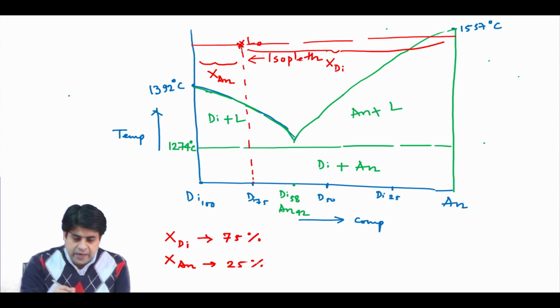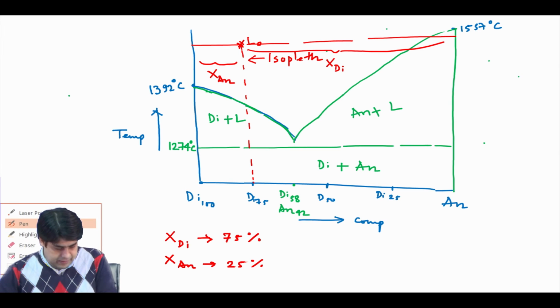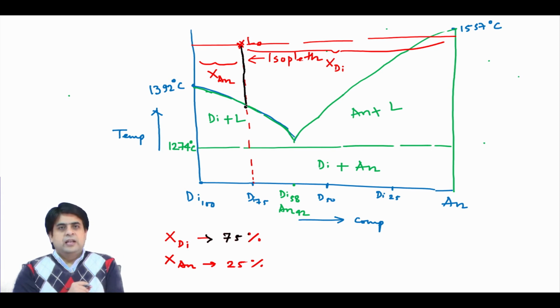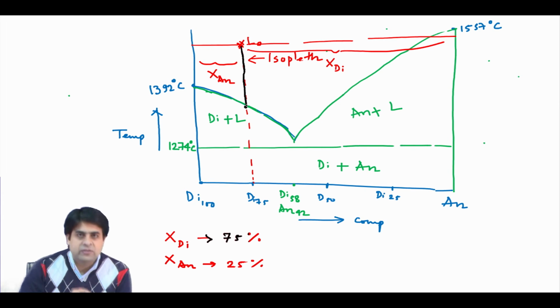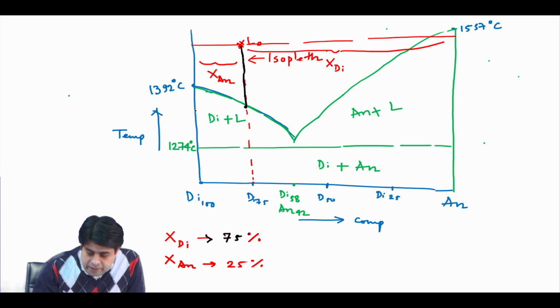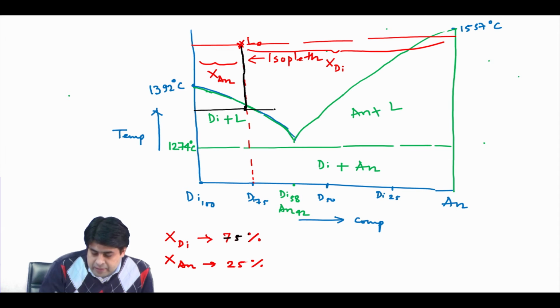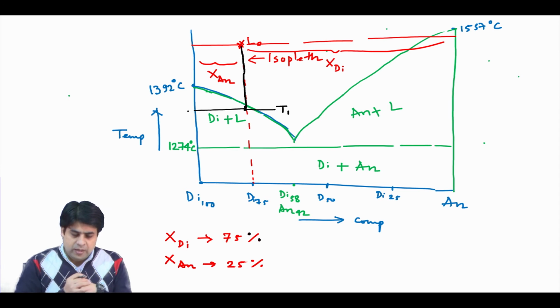Okay, so when we try to decrease the temperature, what will happen? Your magma starts to move upward and the temperature decreases. When you reach the liquidus curve, it will intersect at this point. If you draw another horizontal line and call this point T1, it is close to 1340 or something.